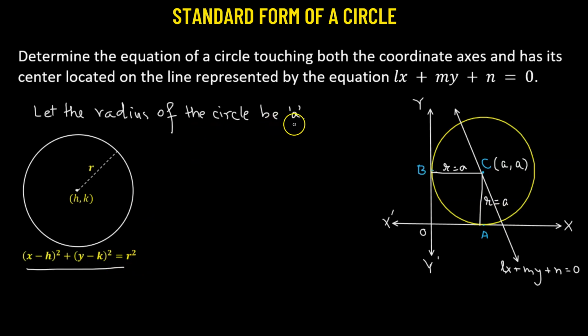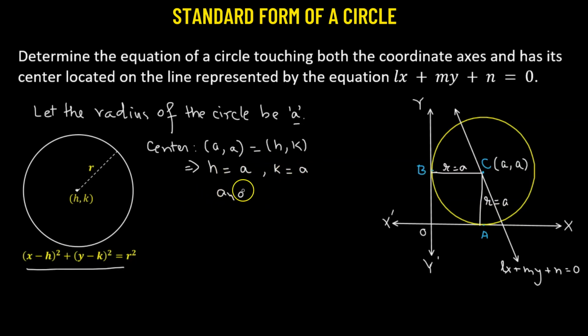Now that means for our circle whose radius is a and the center is given by (a, a). So let's specify the center. Our center is (a, a), and this is the coordinate which is (h, k). So h comes out to be a and k has a value of a as well, and we have assumed that the radius is a. So our equation is going to be (x - a) whole squared plus (y - a) whole squared equals a squared. Now this is the standard form of the circle in terms of the radius a.